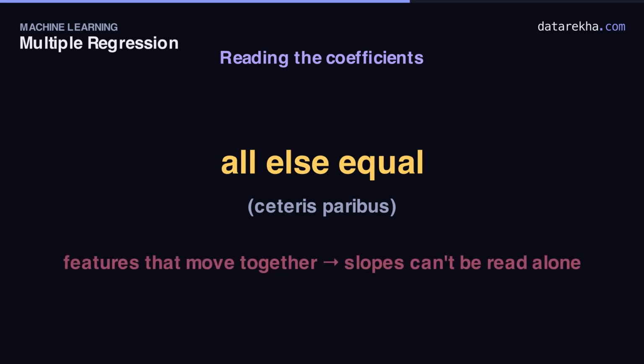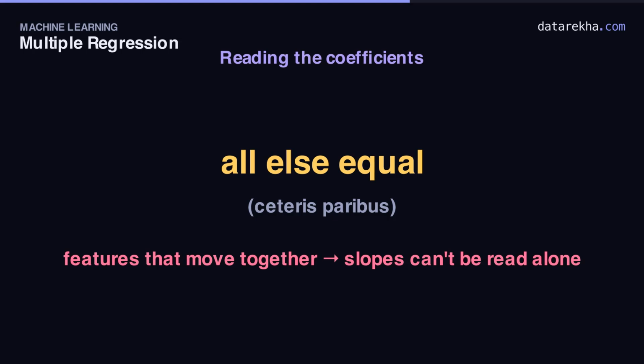And here's the warning that comes with it. When features move together in the real world, bigger apartments usually have more rooms, you can't cleanly change one while pinning the other. Then a single coefficient, read in isolation, can mislead you, which leads straight to our next danger.